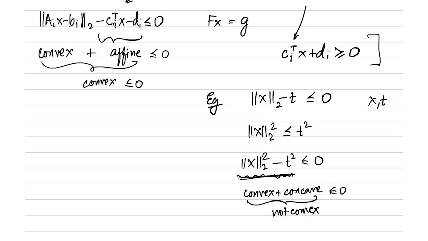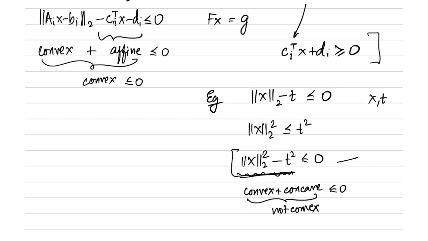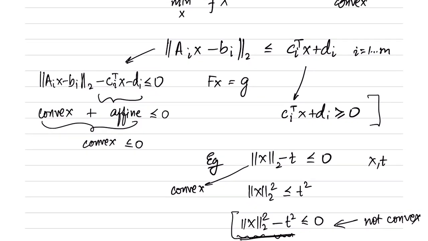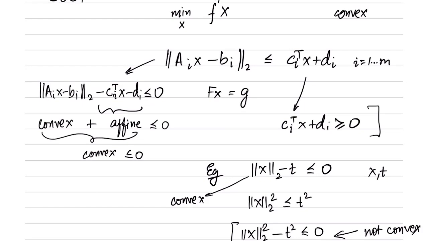You can verify by finding the Hessian with respect to X and T. You will find that the Hessian will have one negative eigenvalue and all others positive. So this is neither convex nor concave. Therefore, if you formulate it in this way, it is not convex. But if you formulate it in this way, it is convex. And this is an important example of SOCP, which shows that if you formulate the SOCP in a different way, it may look to be non-convex, but actually it is convex if you formulate it like this.